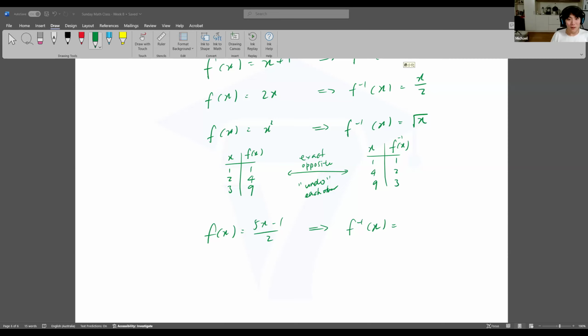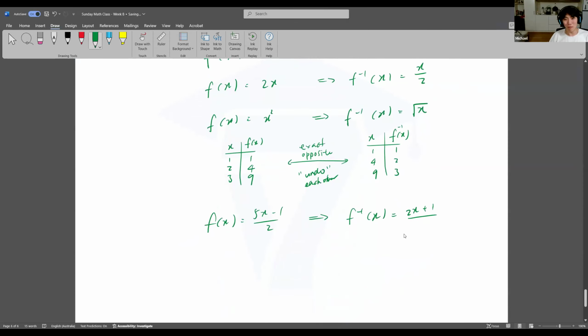Okay, Hannah, the hard question falls on you. What is this? 2x plus 1 divided by 5. Nice. Okay, Adriana, the key here is that we step by step undo what we did. So let's look at this.